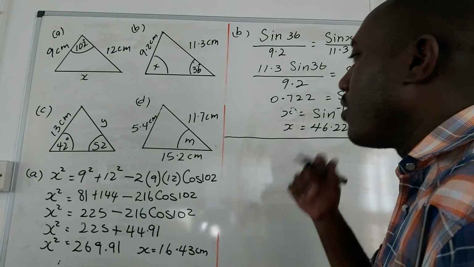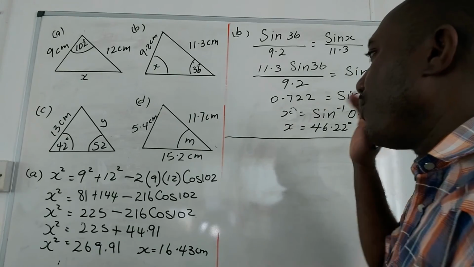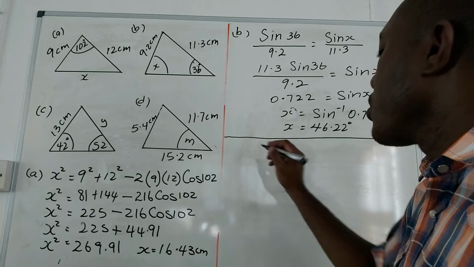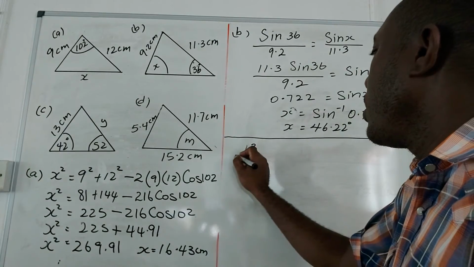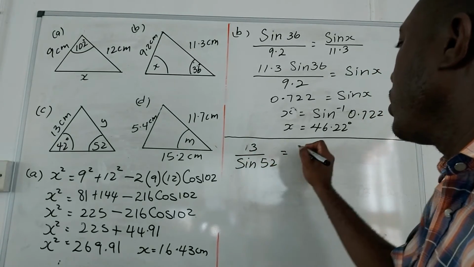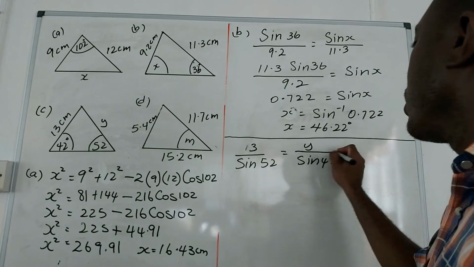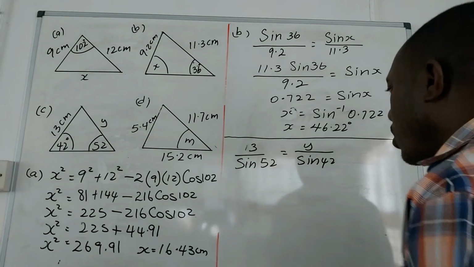So here is how we'll do that. Let us set it up. First of all, start with what is given. And we said that if we have to find the side, you put the side at the top. So 13 over sine 52 is equal to y over sine 42. And then we just transpose and find the value of y.